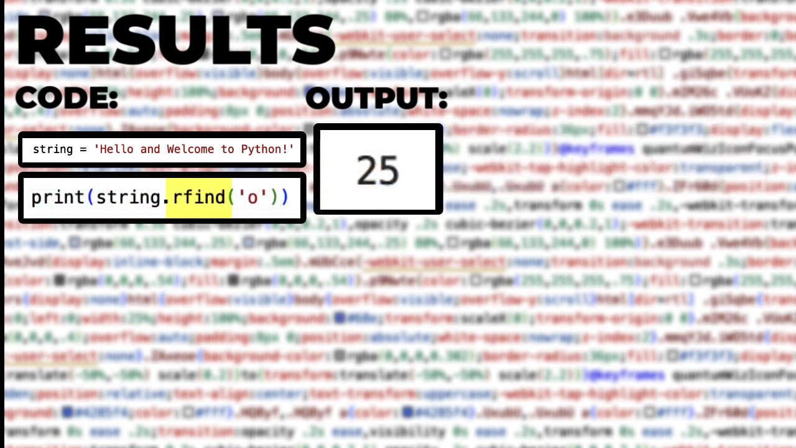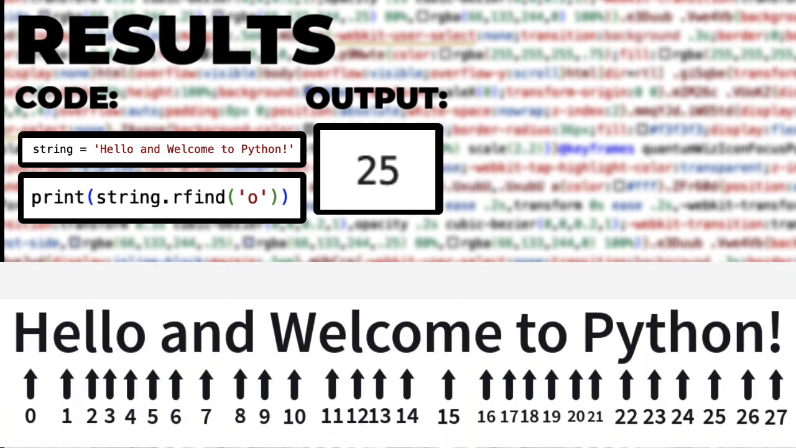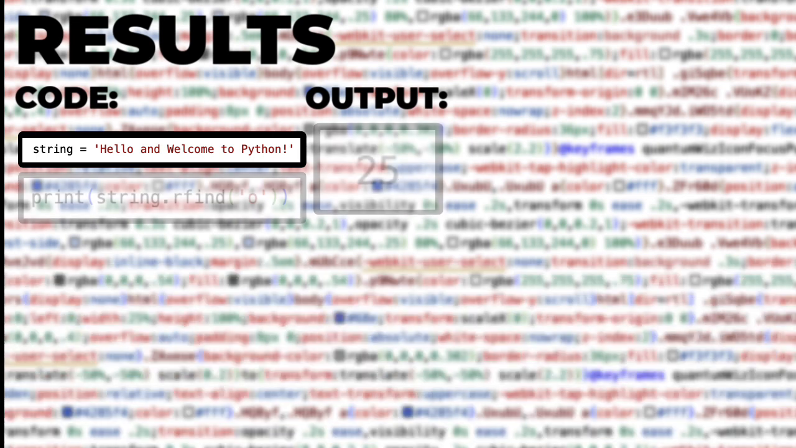Next is rfind. This is exactly the same as find, but instead it will search from the right side instead of from the start. So in our example, we are looking for the first O. If we were going right to left in the string, this would be at 25. If the letter you place in is not in the string, then it will return -1.